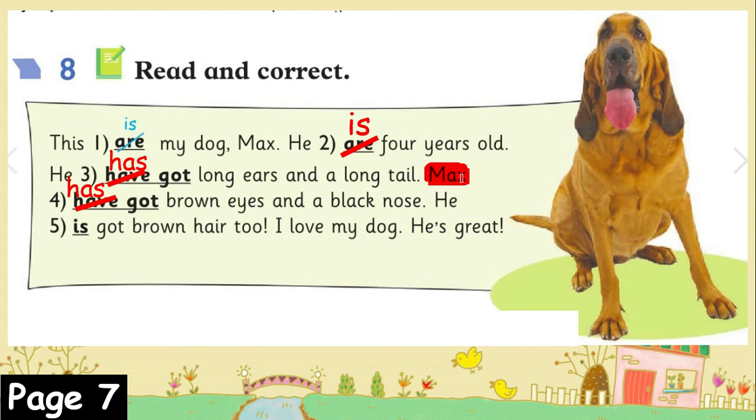Next, he is got brown hair too. I love my dog. He is great. So we're going to change is to are. The answer is not is. I did not see this one again. So we're going to remove this one. It says there, he got brown hair too. So the answer is has. He has got brown hair too. I love my dog. He is great. So the answer is has. The answer is has. He has got brown hair too.